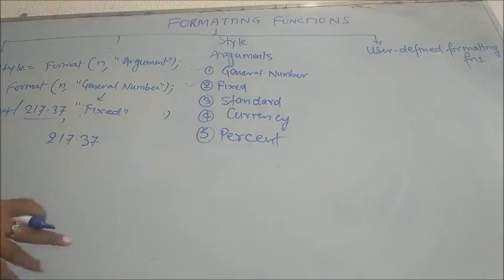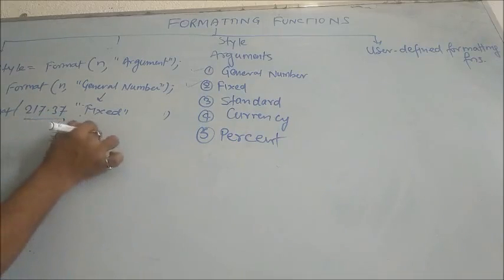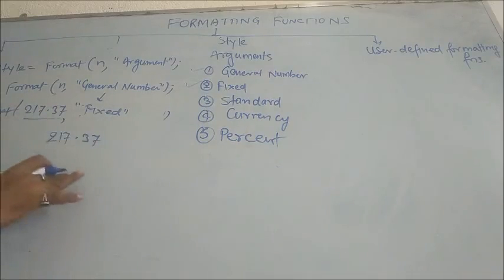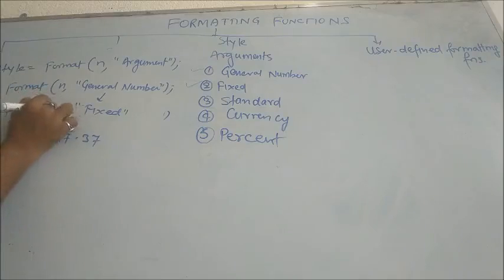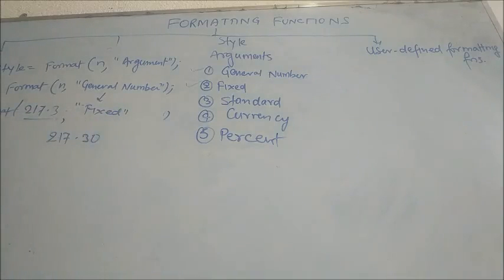Say for example, fixed means the number of decimal digits after the point is what we have to take. If I write the same thing, how will fixed behave? Fixed will behave as 217.37, the same thing. If it is your second number, 217.3, and I am taking the fixed format, then it will be nothing but 217.30. So whenever we are taking the report, this is how it behaves, how we are using the numbers.